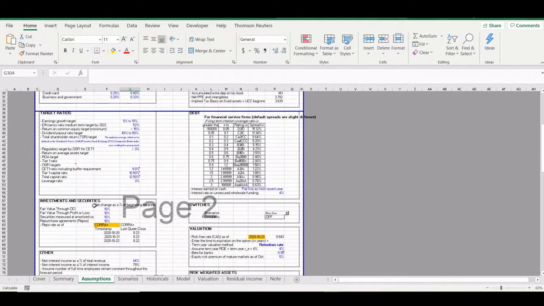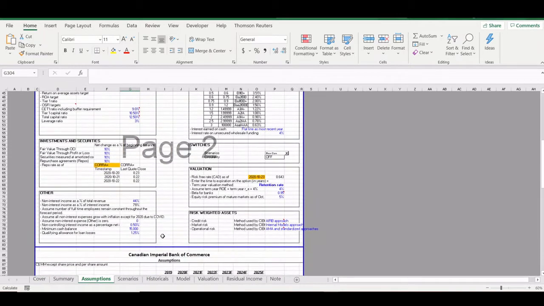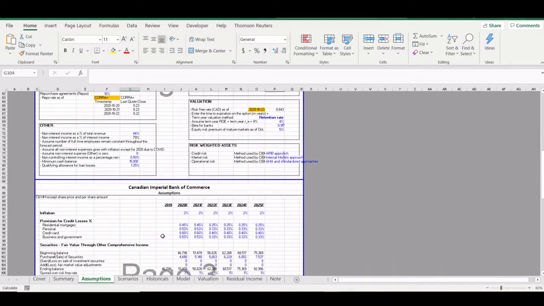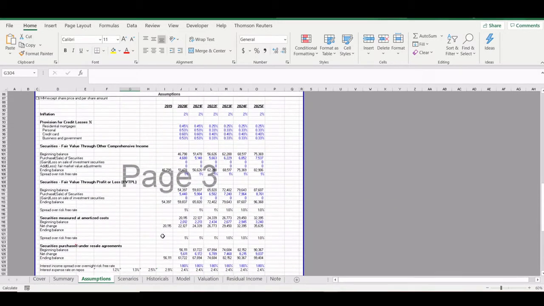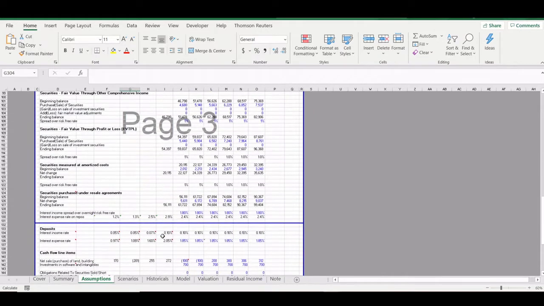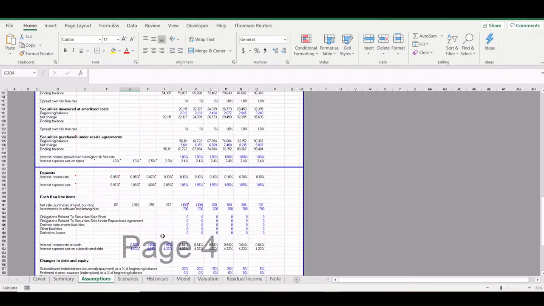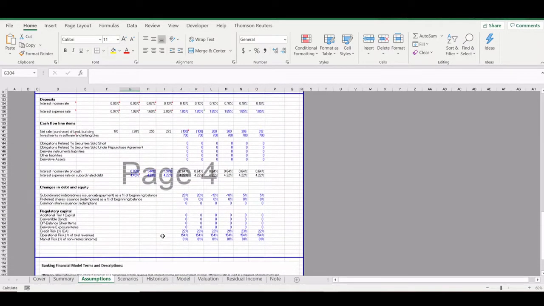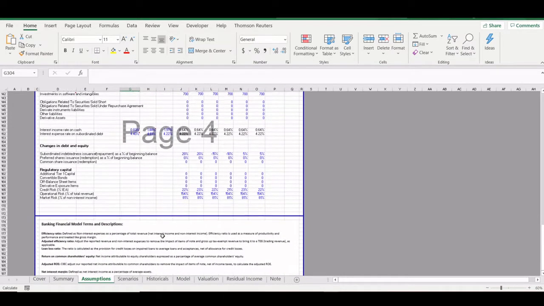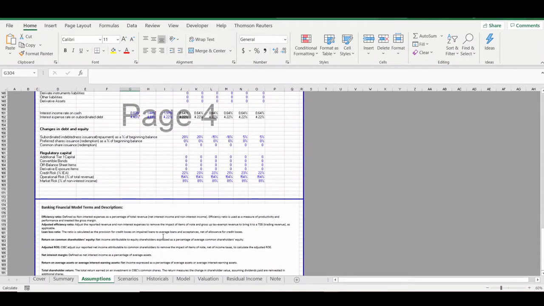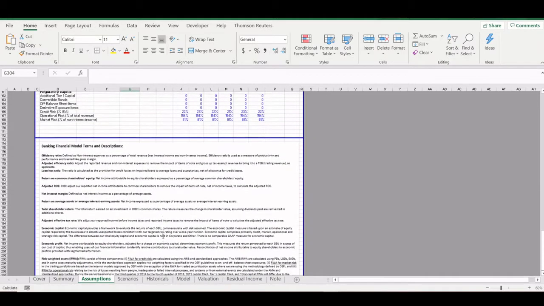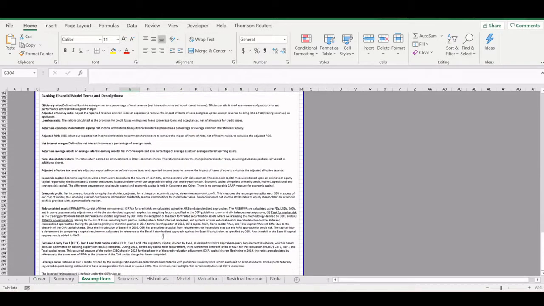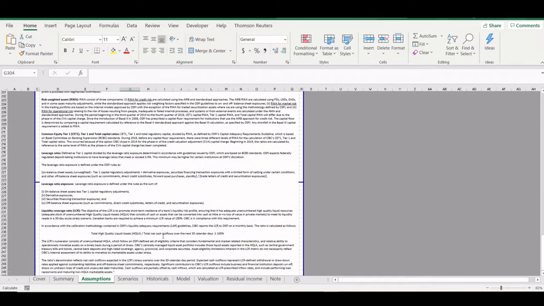target ratios, debt ratings, investment and securities, valuation inputs, risk-weighted assets, provisions for credit losses inputs, different types and classes of securities inputs, deposits, cash flow line items, changes in debt and equity, and regulatory capital ratios. A comprehensive description of the banking industry metrics, lingo, definitions, and methodologies are included on the tab.